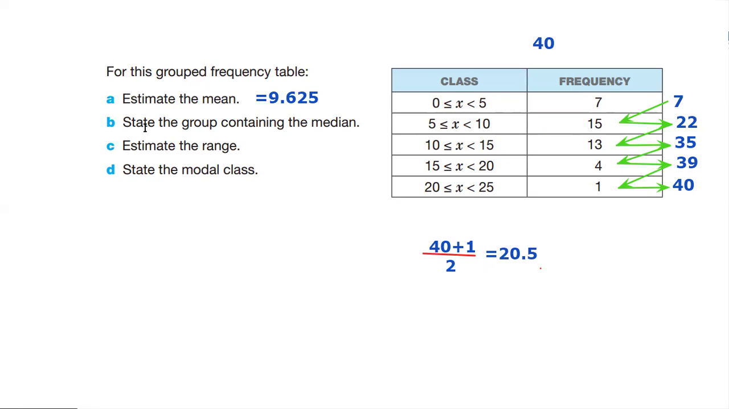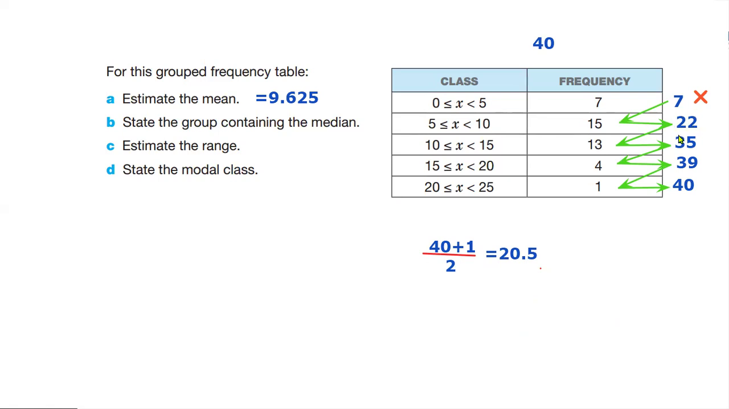Now we need to find the group that contains this number. This means I look at the cumulative frequency here. These are the first 7 numbers. Is the median inside of them? No, it's not. So basically, it's not inside the 7. Now I go to the next group, which is the 22.